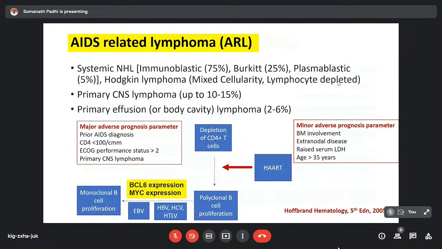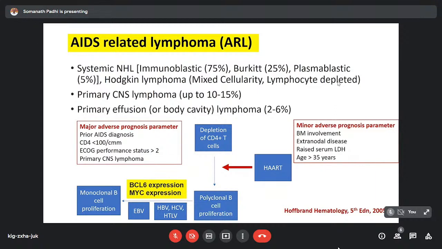Now coming to AIDS-related lymphoma, or ARL. Recent data suggests there is a very significant rise in the incidence of these lymphomas among HIV or AIDS patients compared to the general population. Many population-based and cancer registry-based studies have found a nearly 100 to 200-fold risk of developing lymphomatous malignancies in HIV positive or AIDS patients in comparison to the normal healthy general population.